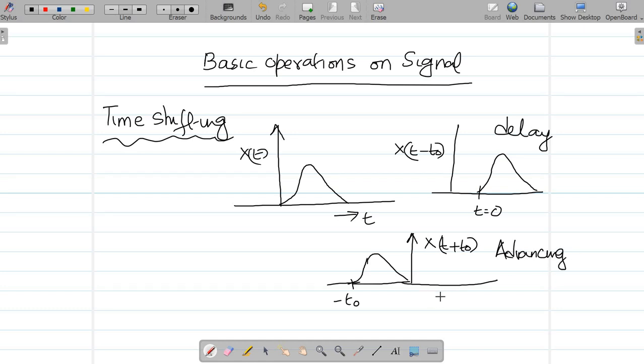Okay. So we have seen what time shifting is, and the example was in continuous time. Let us try to do the same thing in discrete time.